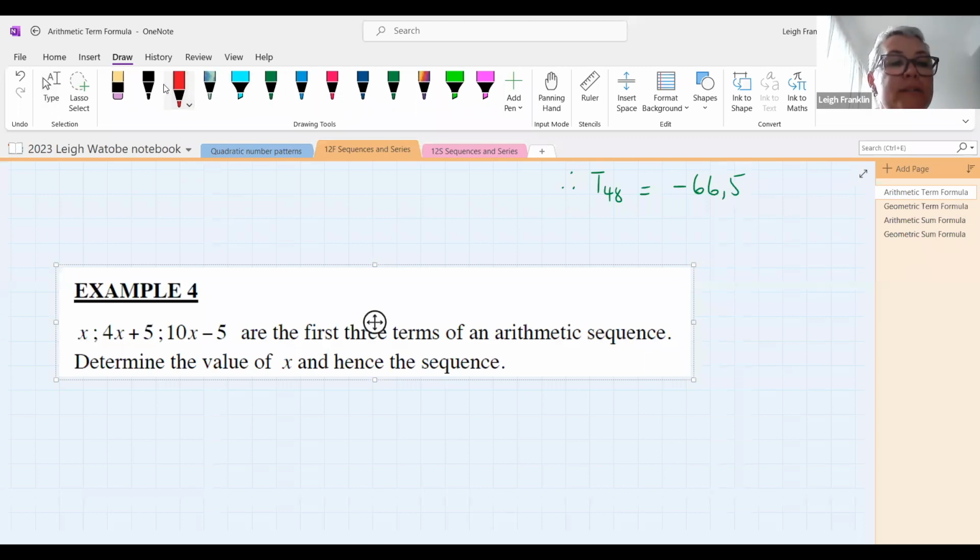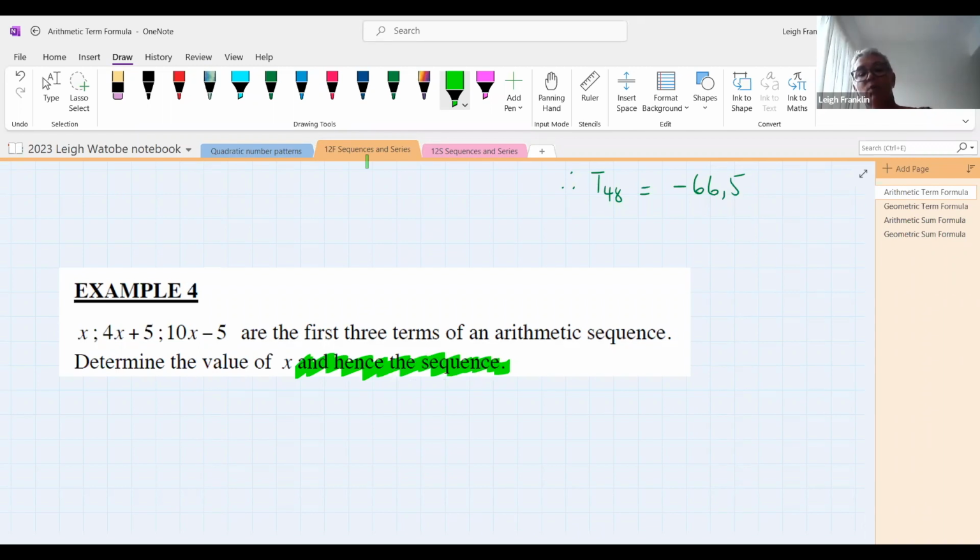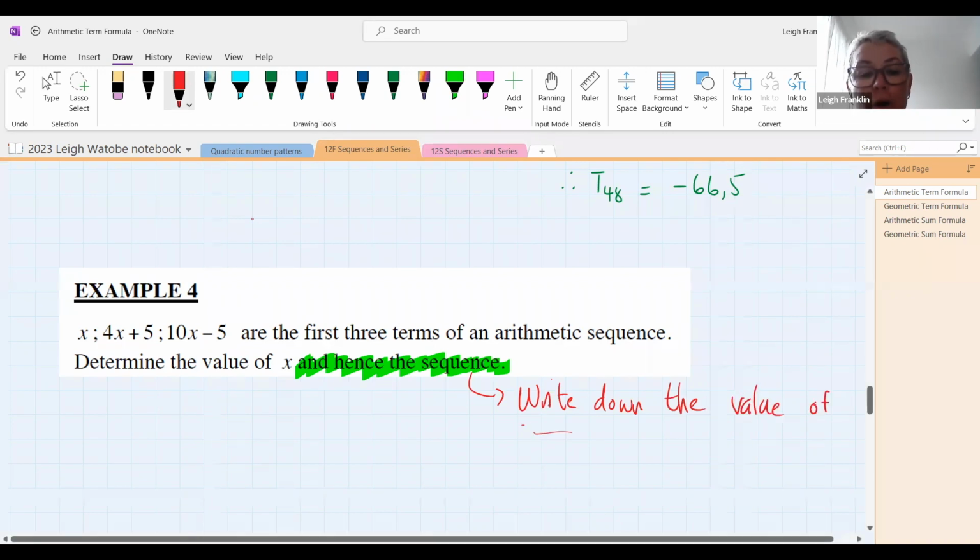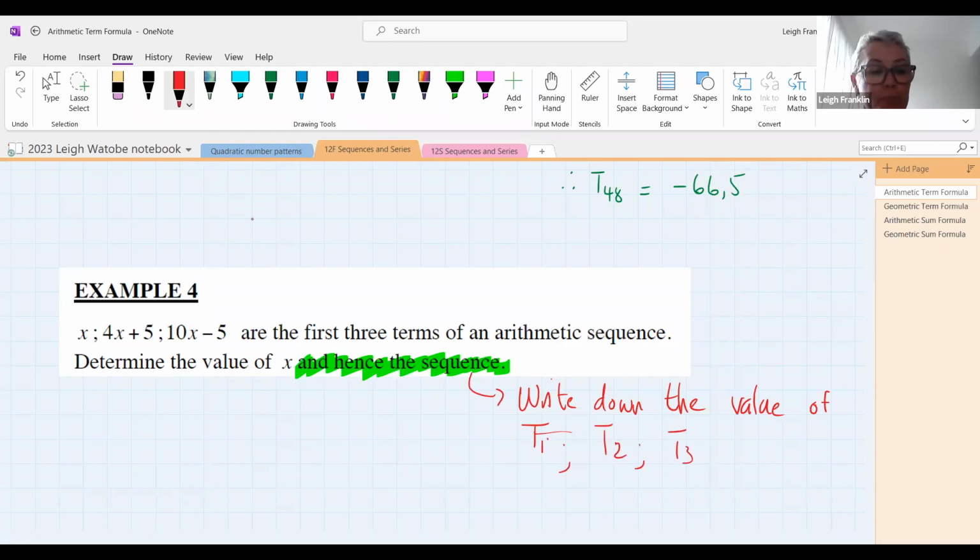All right, so no exam or test should say, and hence the sequence. This is out of a textbook, and that's why they do that. But what they mean when they say the sequence, it's not a very good way of phrasing things, but what it means in this particular case is they want us to write down the value of term 1, term 2, and term 3. Okay, but the most important thing here is us working out the value of x.